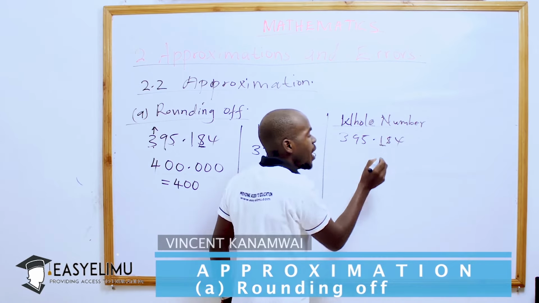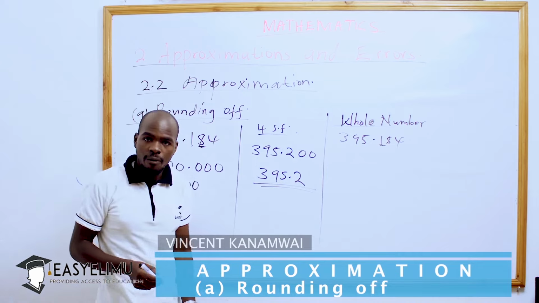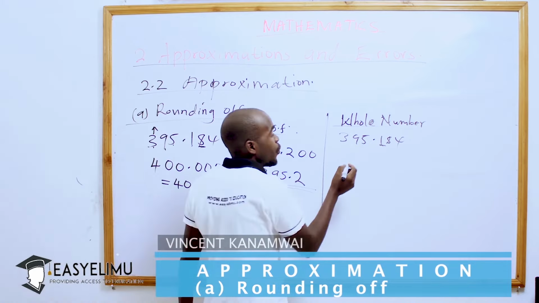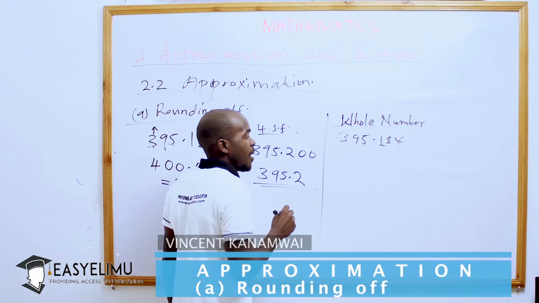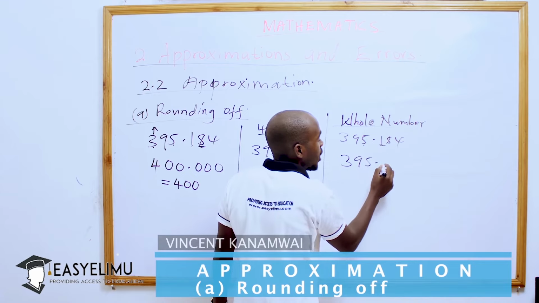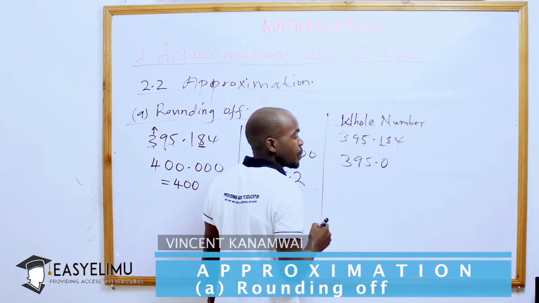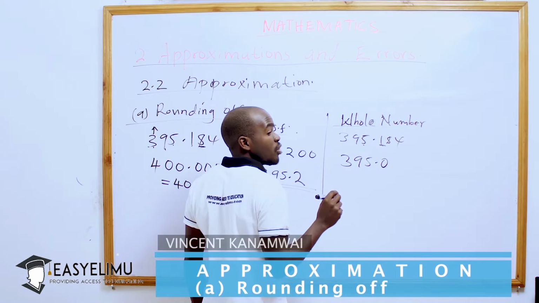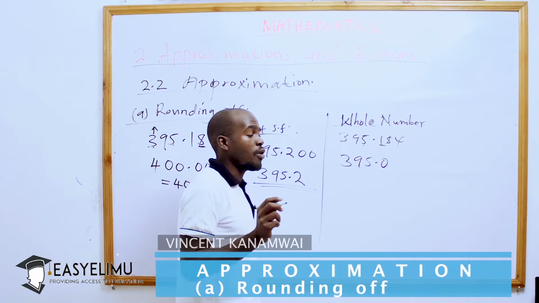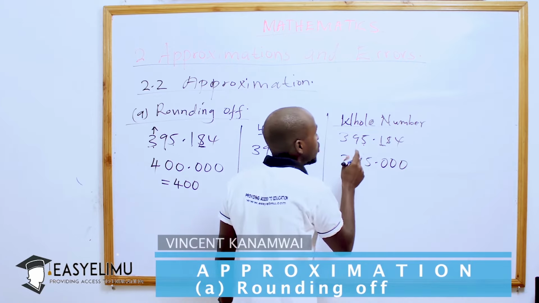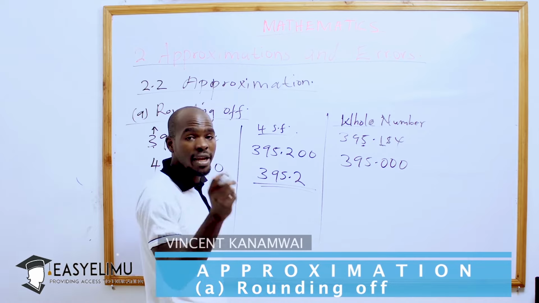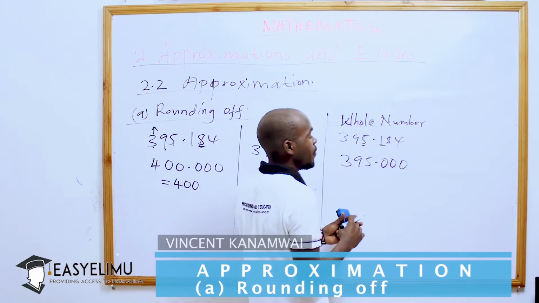395.184, but this one is less than 5. It's within the range of 0 to 4. So meaning we cannot add any number here. So it will remain 395 point. Now that one will remain with 0. We replace it with 0 because it is within the range of 0 to 4. So the others are replaced with the 0, but the number here, which is to the nearest whole number, will remain that one. So that's what we find.